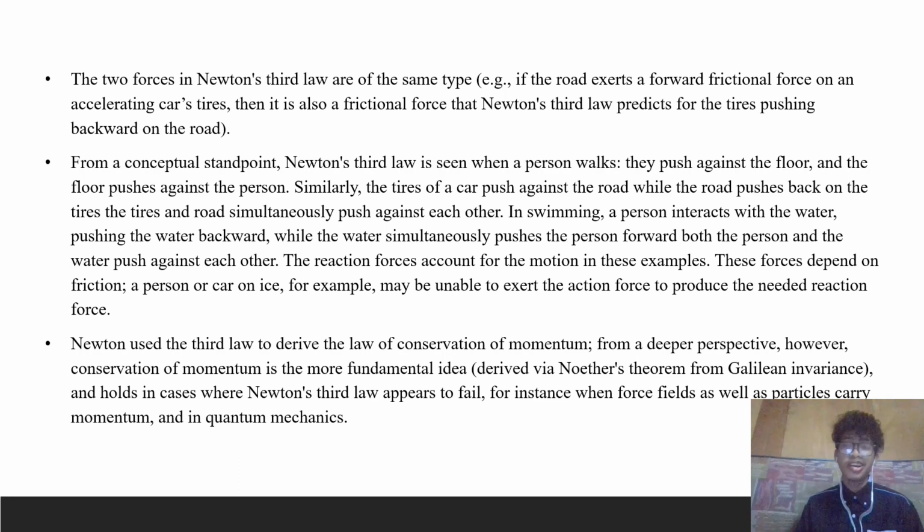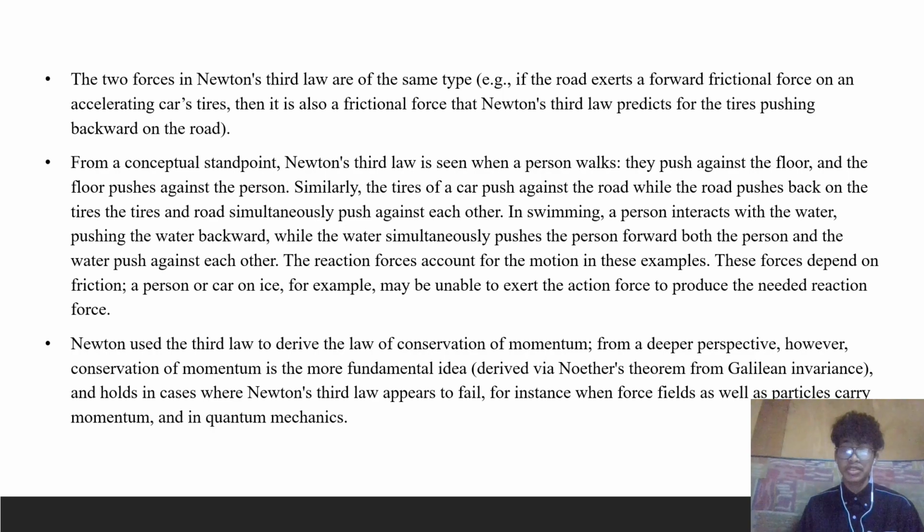In swimming, a person interacts with the water, pushing the water backward, while the water simultaneously pushes the person forward. Both the person and the water push against each other. The reaction force accounts for the motion in these examples. These forces depend on friction. A person or car on ice, for example, may be unable to exert the action force to produce the needed reaction force. Newton used the third law to derive the law of conservation of momentum.